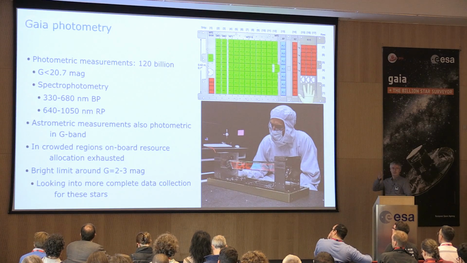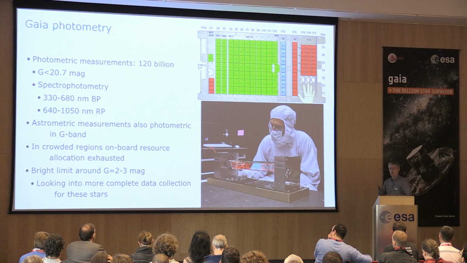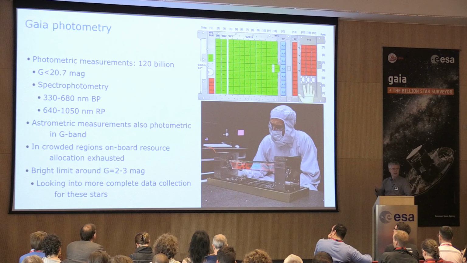Of course, one has to recall that when we do astrometry, which is most of the green CCDs on this picture, it's also good for photometry. It just doesn't have any color information. But that is information which is extremely useful for variability, because there you have millimagnitude accuracies very quickly. So the photometry is kind of two-part. There is the broadband from astrometry, and then there is the spectrophotometry with BP and RP.